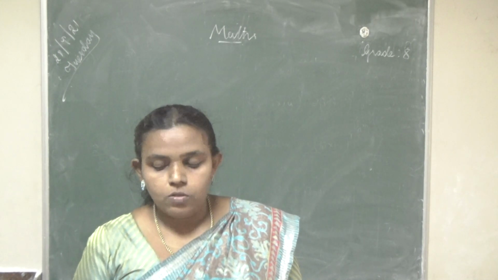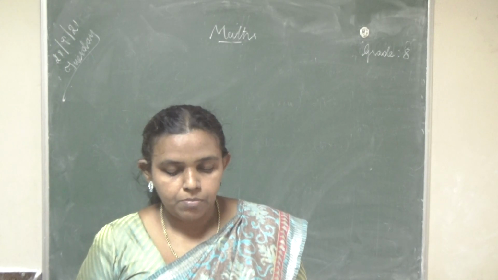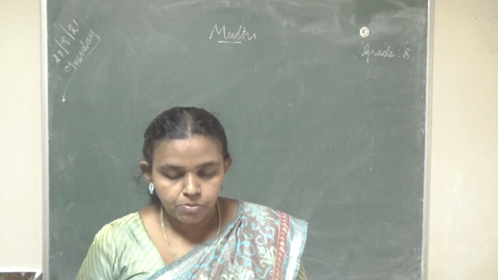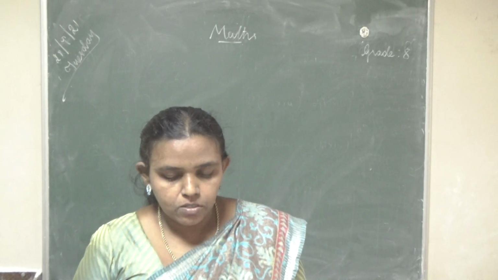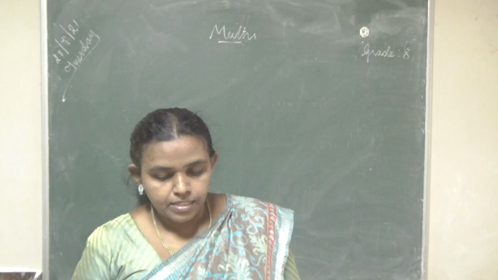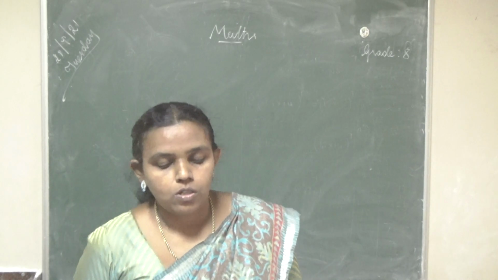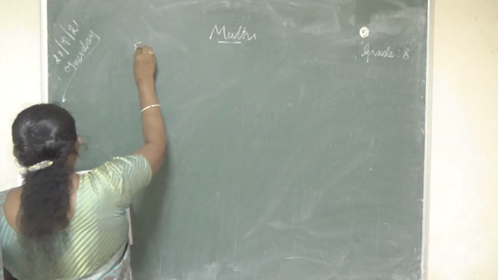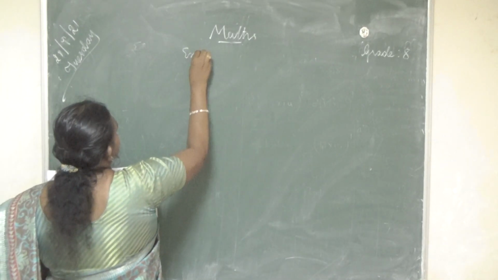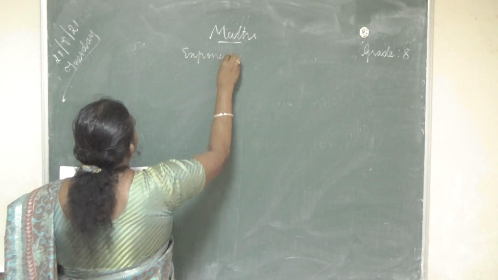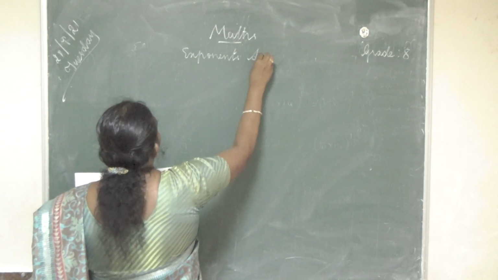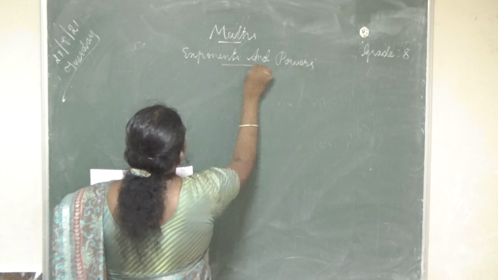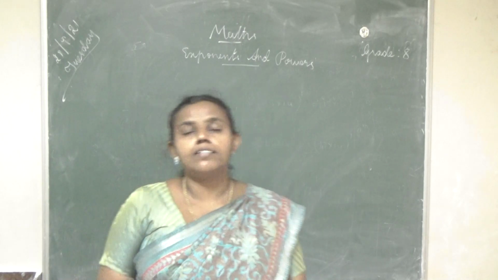Okay. So example 9, first problem. Simplify 2 power minus 2 plus 3 power minus 1, into 4 power minus 2, divided by 16 power minus 2. This is exponents and powers, lesson 2. You remember the formula, you remember the 5 laws of exponents.